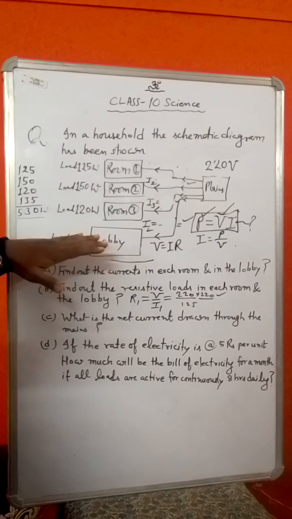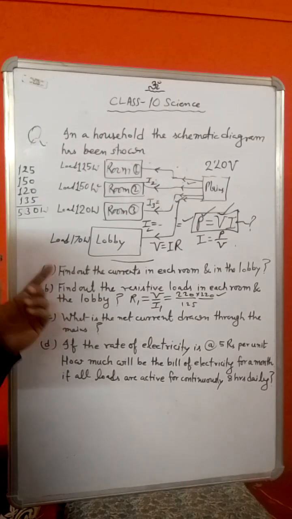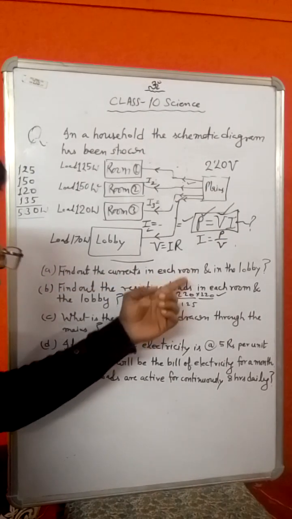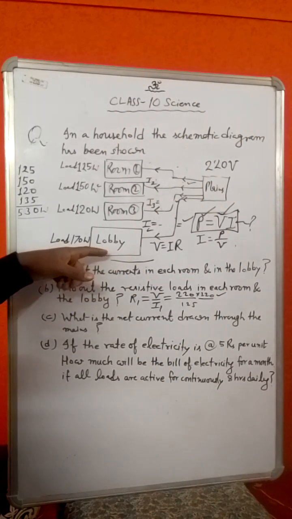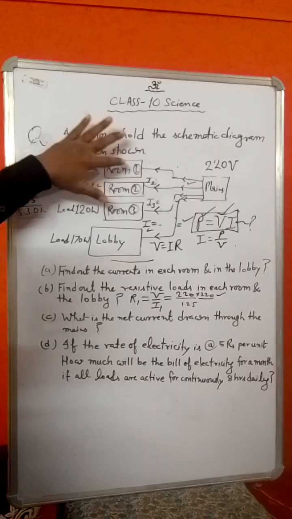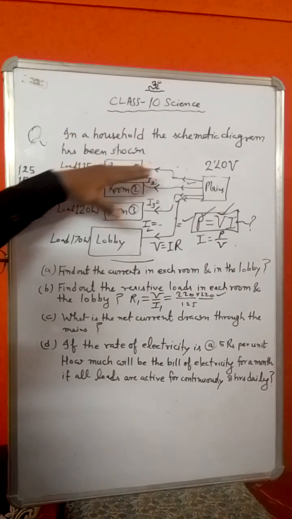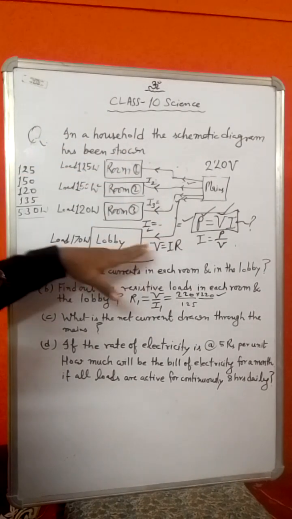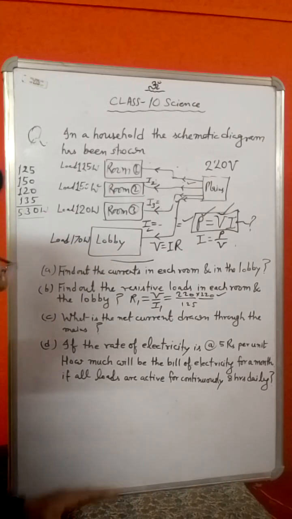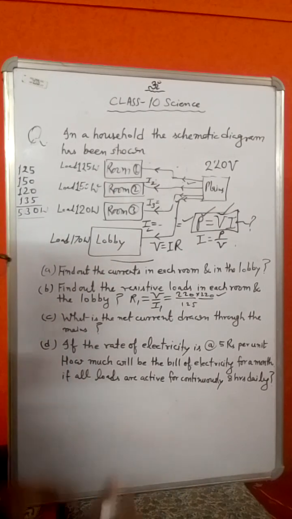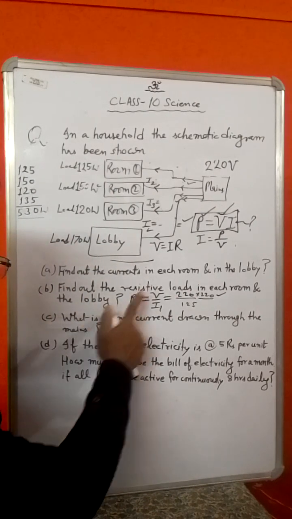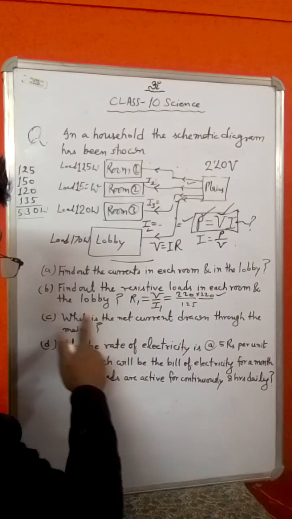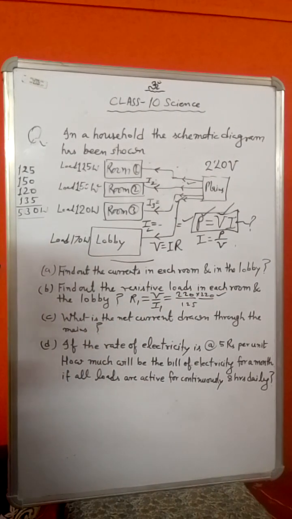Now, this is the data that has been given. And what do we have to find? We have to find the currents in each room and in the lobby, means room number 1, room number 2, room number 3. What are the currents? And what is the current in the lobby itself? Now, the second part is to find out the resistive loads in each room and the lobby.